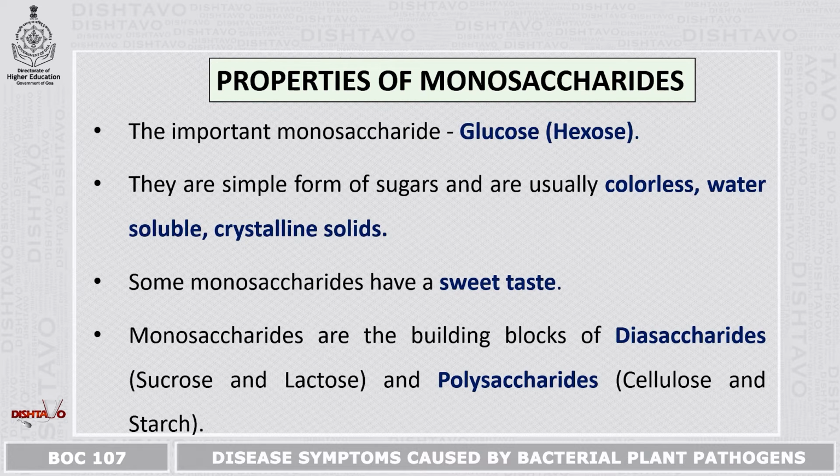Coming to the properties of monosaccharides. The most important monosaccharide is glucose and it comes under hexose. They are simple sugars and are usually colorless, water-soluble and crystalline solids. Some monosaccharides have a sweet taste. Monosaccharides are the building blocks of disaccharides, for example sucrose, lactose, and polysaccharides such as cellulose, starch, etc.